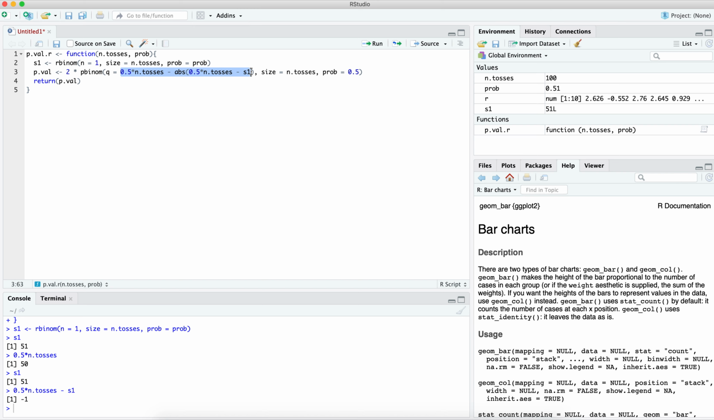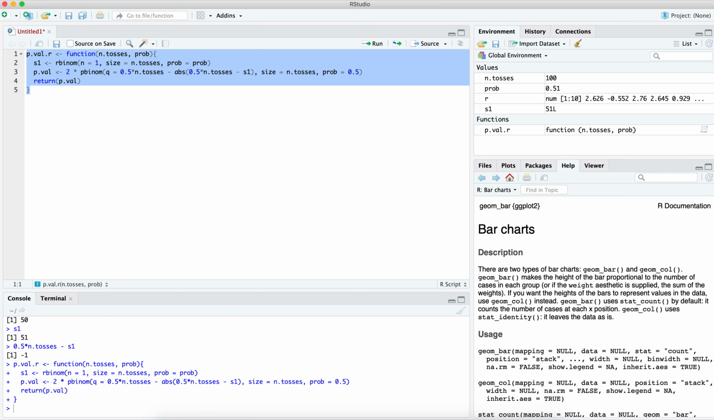So here, the center is how much I expect. So I expect 50. And I'm saying, give me a value that's as extreme as S1, but if S1 happens to be to the right of 50, give me the extreme value that's as far away from 50, but on the other side, right? And here, 50 is because under the null hypothesis, if the coin is fair, then I expect 50. So if the null hypothesis were different, then it wouldn't be 0.5, it would be the probability in the null hypothesis. Okay. So now this function computes the p-value.